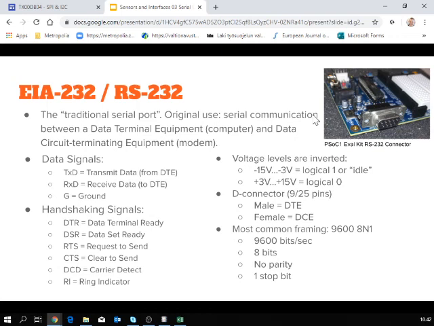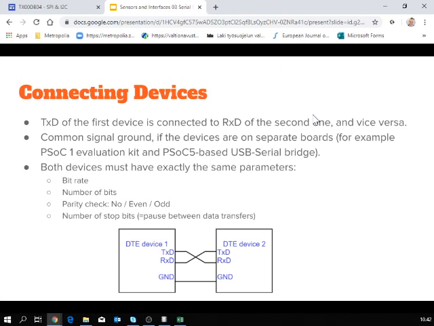Everything is digital. There are some voltage levels, but that's history, and I keep it there just because you need to know a little bit of the history too. Usually all the devices, like the microcontroller or this chip here, this programmer part, are defined as data terminal equipment, which also comes from history.